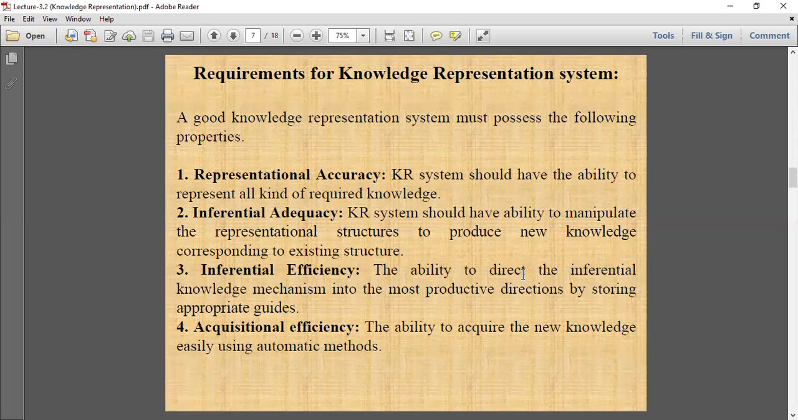Second, inferential adequacy. A knowledge representation system should have the ability to manipulate the representational structures to produce new knowledge corresponding to the existing structure. Inferential efficiency: the ability to direct the inferential knowledge mechanism into the most productive direction by storing appropriate guides. Acquisitional efficiency: the ability to acquire new knowledge easily using automatic methods.